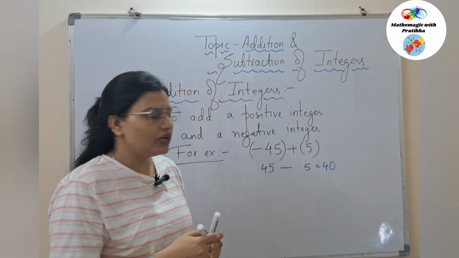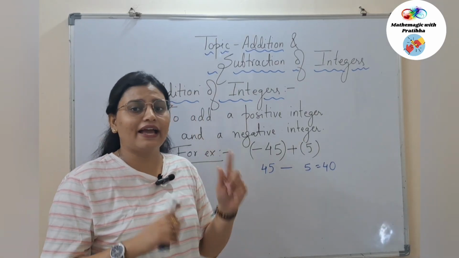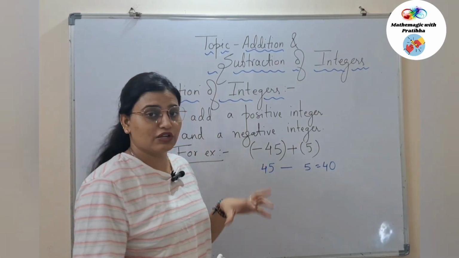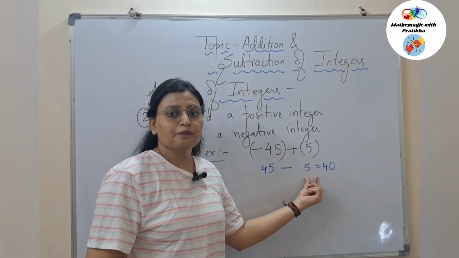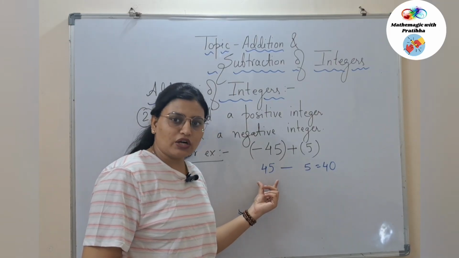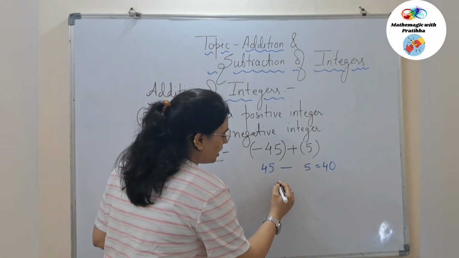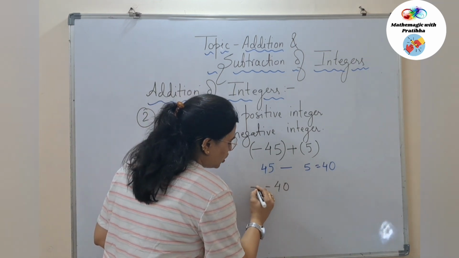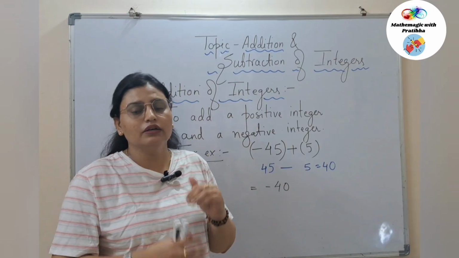Now the answer will be 40, but positive or negative, that we have to check, and we will check with the absolute values of both integers. Because 45 is greater than 5, and minus 45's absolute value is 45, which means that 40 will be negative. So the sign always comes according to the greater absolute value of the integers.